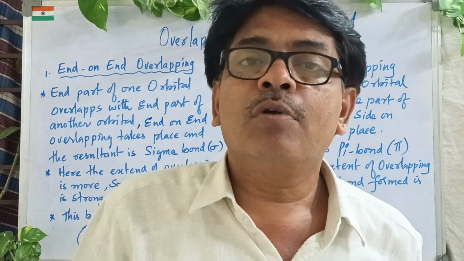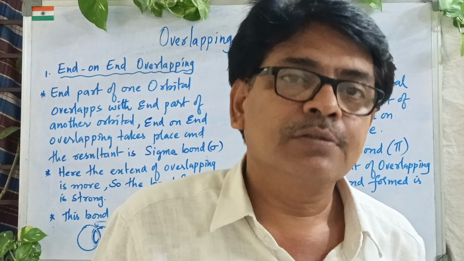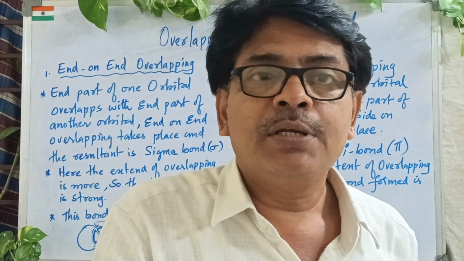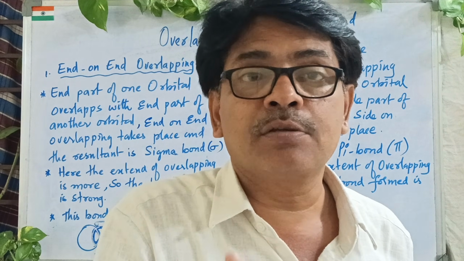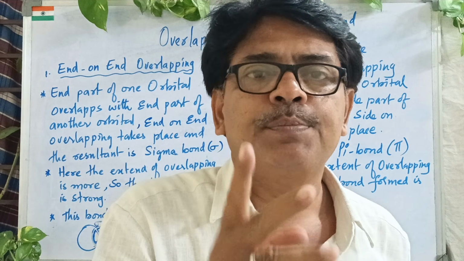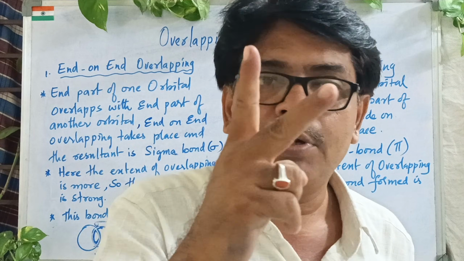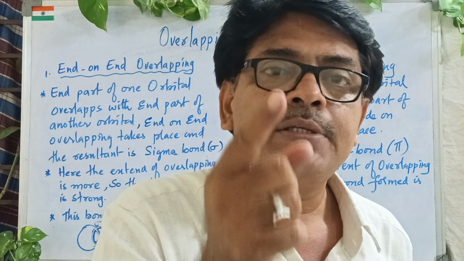Actually speaking, overlappings are of two types only. Now, what confusion is this? You may be thinking, isn't it? Nothing confusion. Overlappings possible among S and P. So, how many overlappings are possible among S and P? If you say there are three: SS, PP, and SP. Altogether, overlappings how many actually? Only two. One will be end on end, other one will be side on.